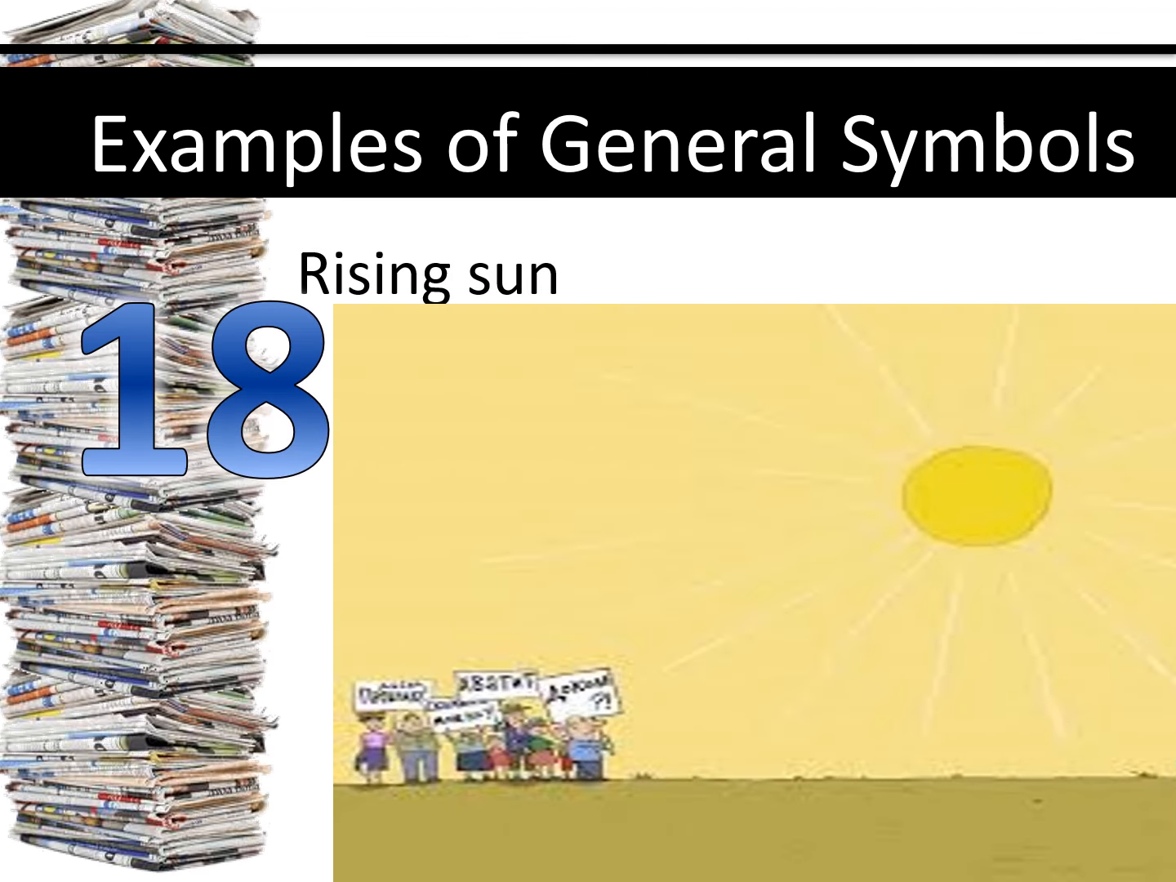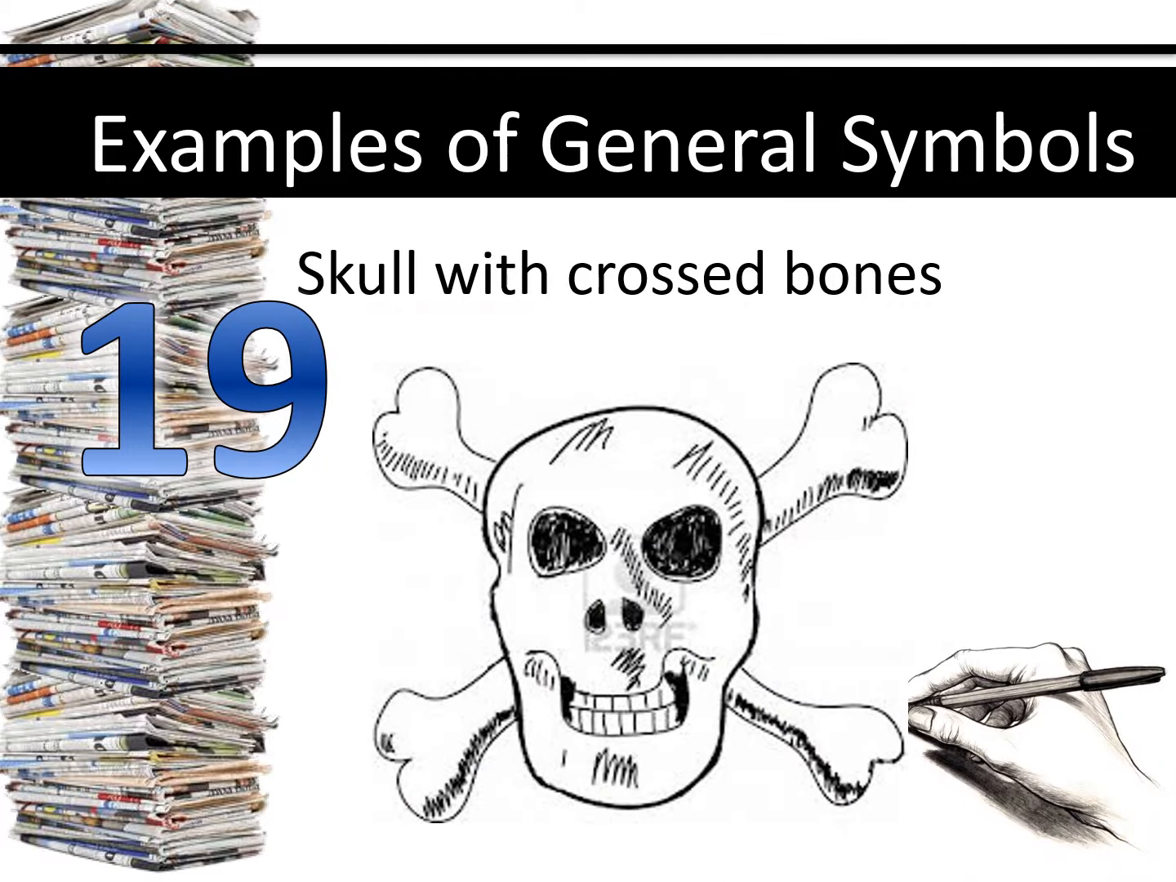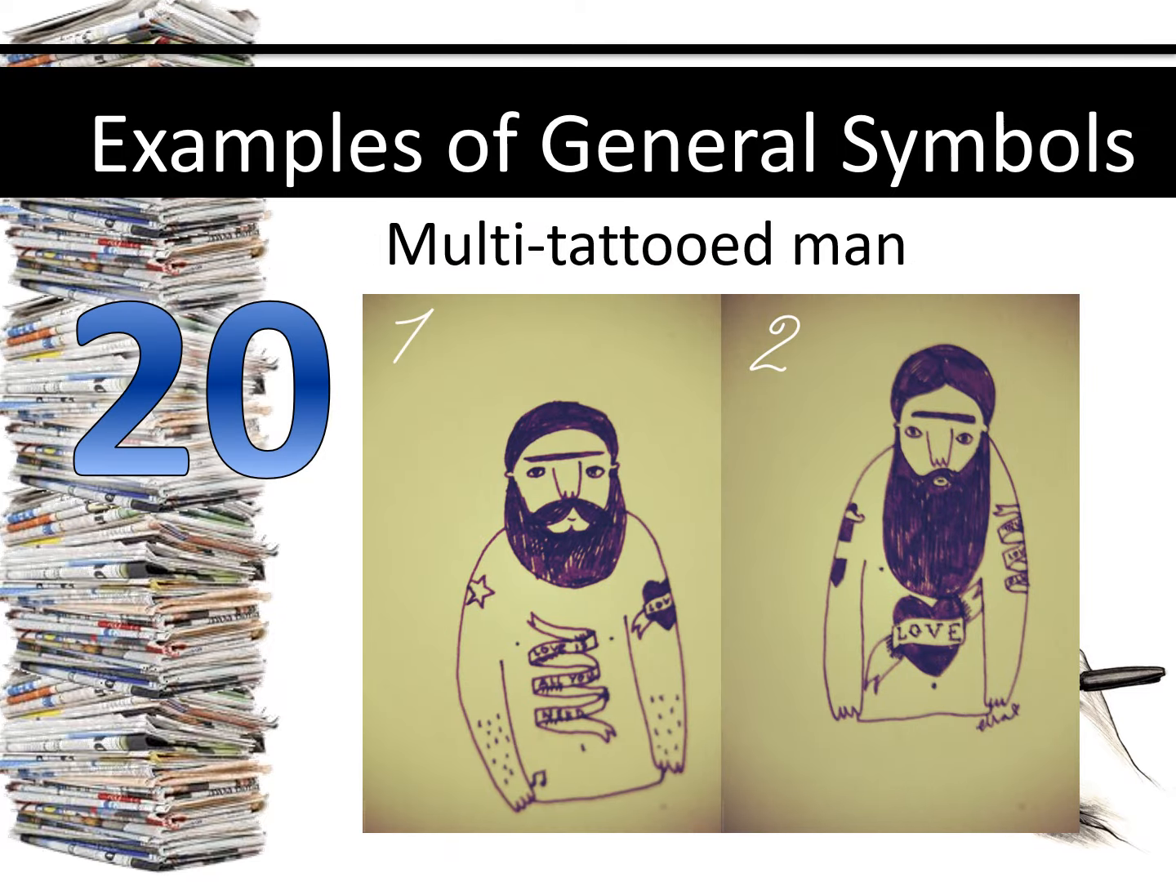The rising sun, it means hope, it means new day, new beginning. Skull with crossed bones, it means being toxic or a warning. Multi-tattooed man, it means that it's a gangster, a goon, a criminal, or maybe an ex-convict. I guess there's so much stereotype about this.